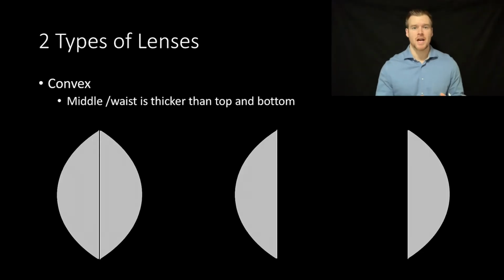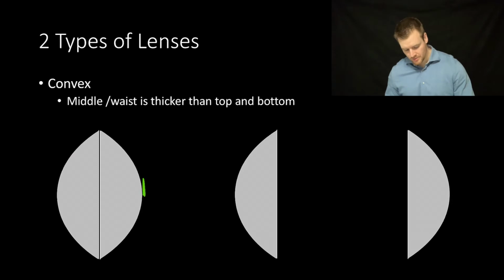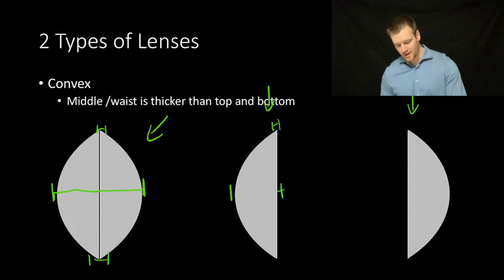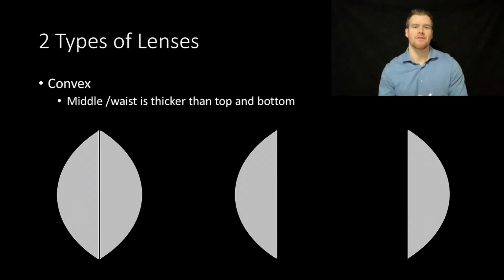So we're going to look at two types of lenses. The first type is a convex lens where the middle or the waist is going to be thicker than the top and bottom. So that means from here to here is going to be thicker than we have down here. Now this may be the typical convex lens that comes to mind, but you can also just have half of it, which are these ones here, because it's still going to be thicker at the middle than it is at the top and the bottom. So they're all going to have a similar effect on light, and let's see what that effect is.